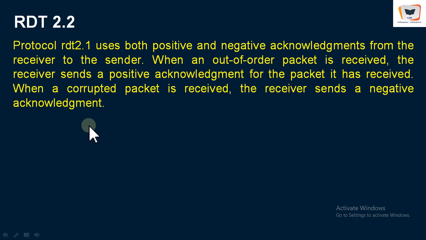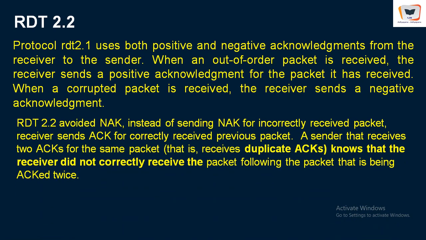But RDT 2.2 comes with a slight correction, that is, in RDT 2.2 the concept of NAK was removed, and the ACK took the responsibility of even negatively acknowledging a packet which was received by the receiver in a corrupted way. So RDT 2.2 avoided NAK. Instead of sending NAK for an incorrectly received packet, the receiver would send ACK for the correctly received previous packet. That means if 1 goes correctly, ACK for 1 would be sent, and if 0 goes with errors, then the receiver would send ACK for 1.